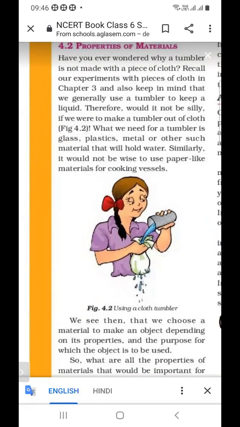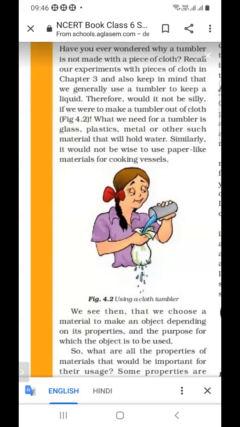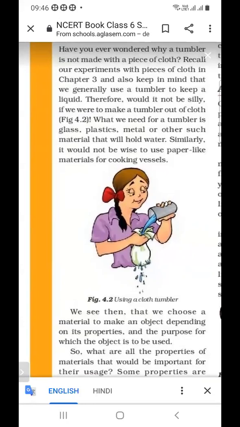So what are the materials to make a tumbler? Either plastic or any metal. So we can make a tumbler of plastic or any metal, but we cannot make a tumbler with a piece of cloth. So what are the materials for making a tumbler? Glass, plastic, metal, and other materials that will hold water.